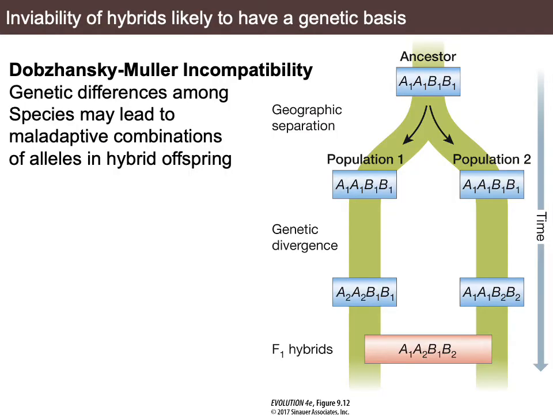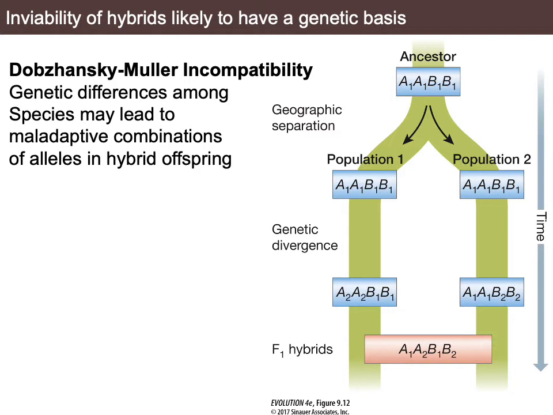So why don't species freely interbreed with other species all the time in order to get benefits? Well, it turns out that hybrids between species are frequently inviable, and that inviability is quite often due to genetic incompatibilities, okay? And this is a phenomenon described by a couple of scientists, Dobzhansky and also Mueller. And this phenomenon is thus named the Dobzhansky-Mueller incompatibility.